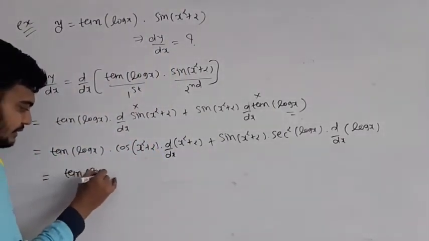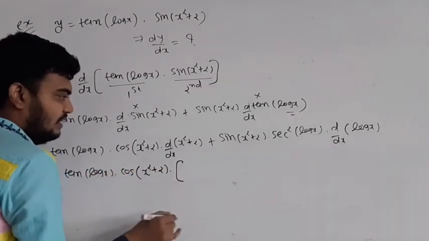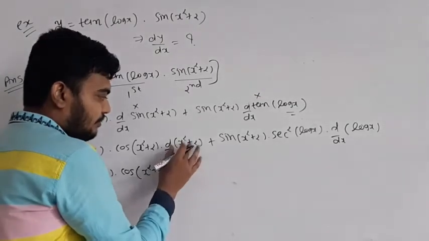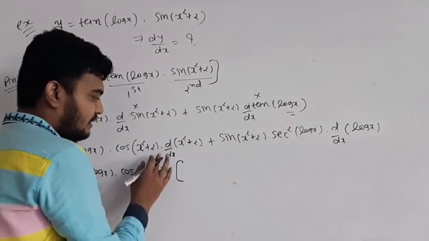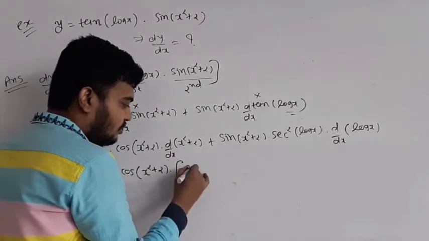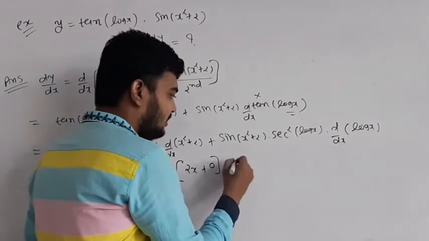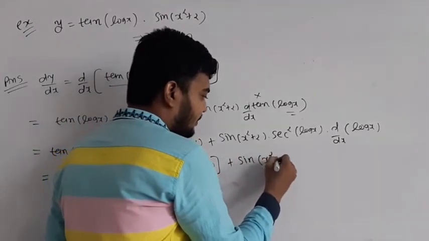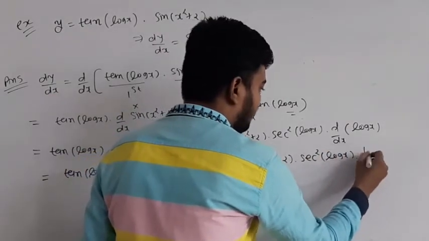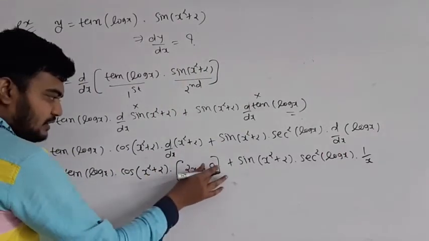Now tan of log x into cos of x square plus 2 into, here there is a plus sign between these two functions. So in derivative, if there is a plus or minus sign between functions, then we take the derivative separately. So the derivative of x square is 2x, plus 2 is constant, so the derivative of constant is 0. Plus sin of x square plus 2 into sec square of log x into d by dx of log x, which is 1 by x. So the final answer is 2x plus 0 is 2x.